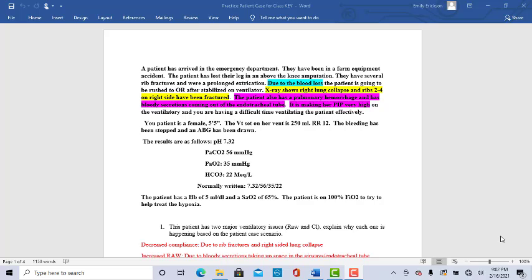So a patient has arrived in the emergency department. They have been in a farm equipment accident. The patient has lost a leg in an above knee amputation. They have several rib fractures and had a prolonged extrication. That just means it took a while to get them out from underneath the equipment. Due to the blood loss, the patient is going to be rushed to OR after being stabilized on a ventilator. X-ray shows right lung collapse with ribs 2 through 4 on the right side being fractured. The patient also has a pulmonary hemorrhage and has bloody secretions coming out of the endotracheal tube. It is making her PIP very high on the ventilator, and you're having a difficult time ventilating the patient effectively.